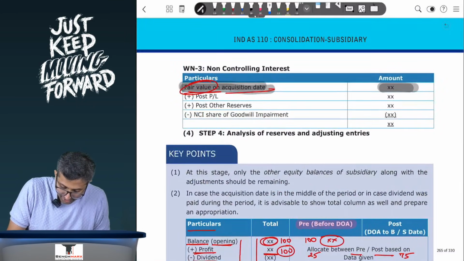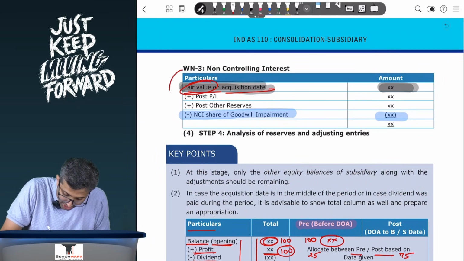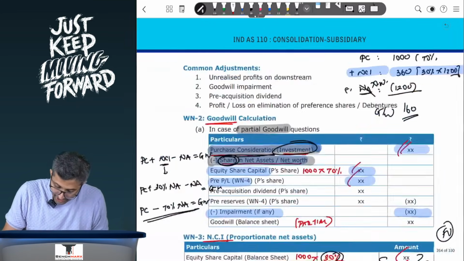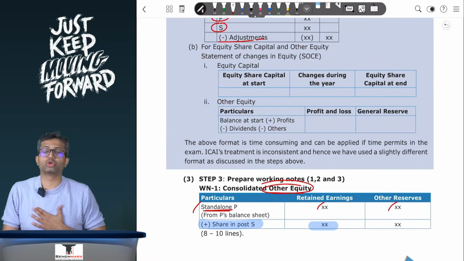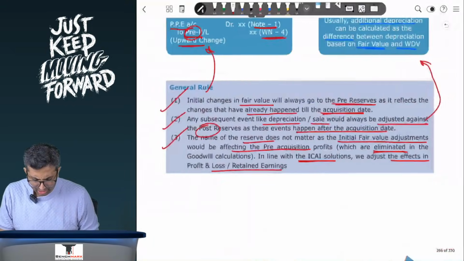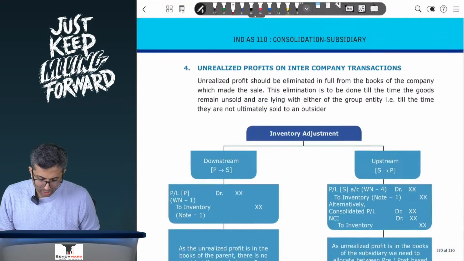However, one effect can also go to N.C.I's share of impairment. This will only come in case of N.C.I at fair value, full goodwill questions. The second effect can go into the consolidated other equity to the extent of your share. Again, we'll do sums based on this. Okay, so this is regarding goodwill impairment.